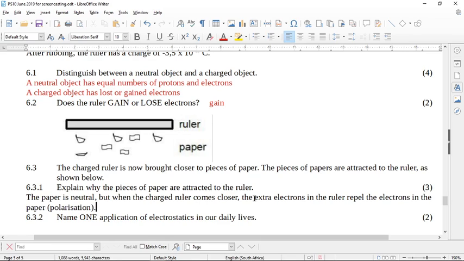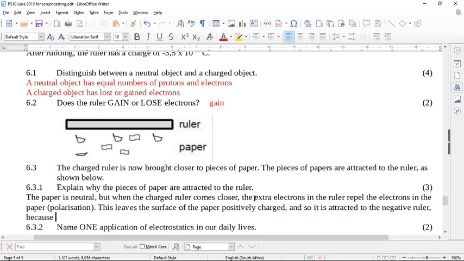So now make another sentence. This leaves the surface of the paper positively charged, and so it is attracted to the negative ruler. Because why? Because opposite charges attract.